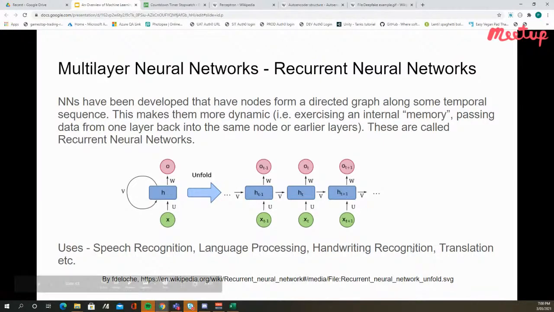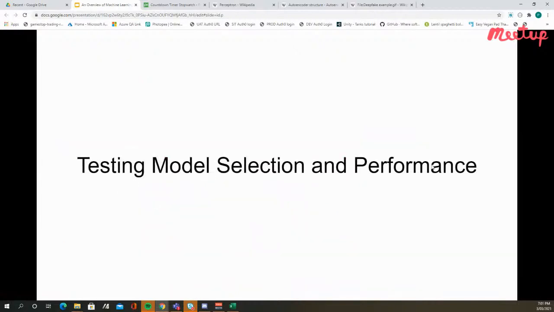And these have particular uses in speech recognition, languages, handwriting recognition, translation. You can think of them as exercising internal memory in doing this, and in fact there are particular neural networks that are thought of as emulating memory, such as LSTMs, long short-term memories, and Hopfield networks that are based on this principle in some way. Now let's move away from neural networks and talk about model selection and performance.